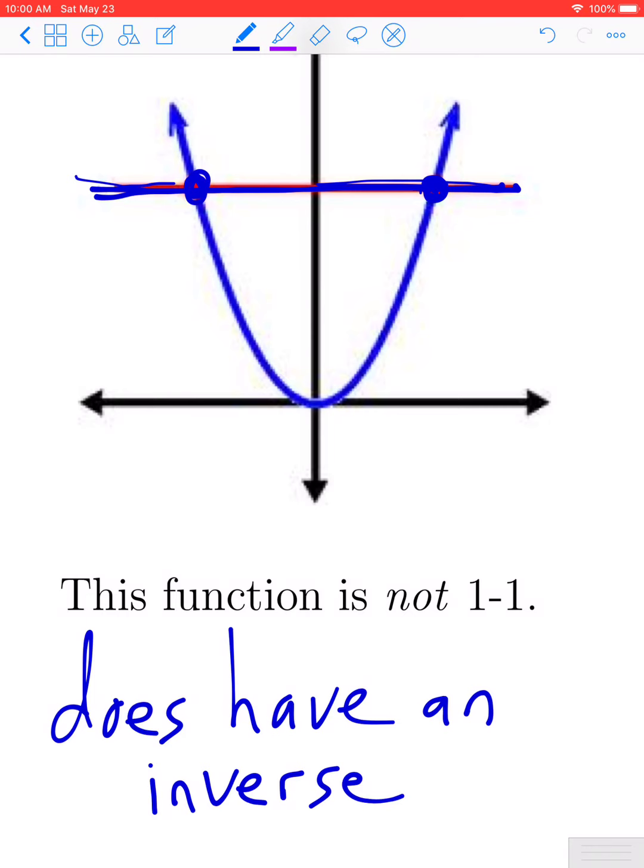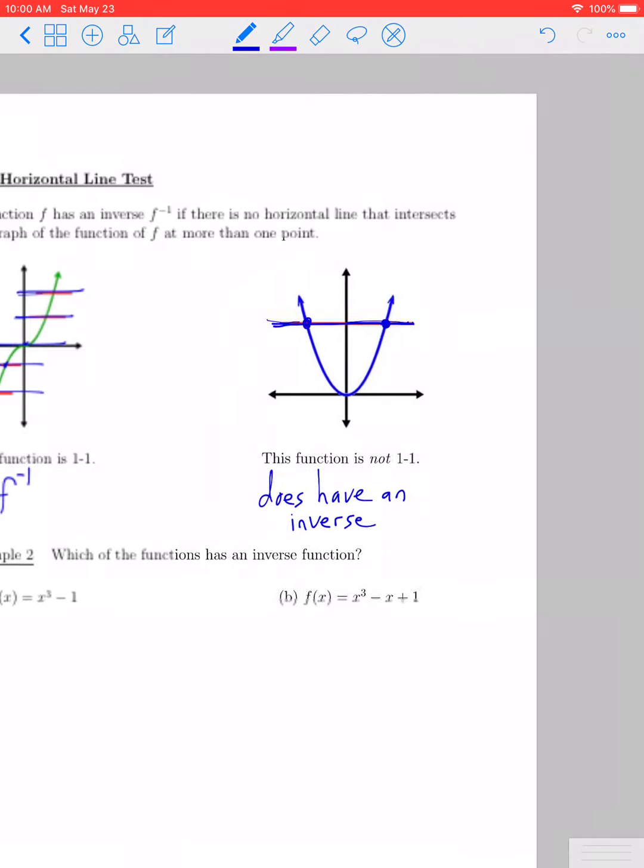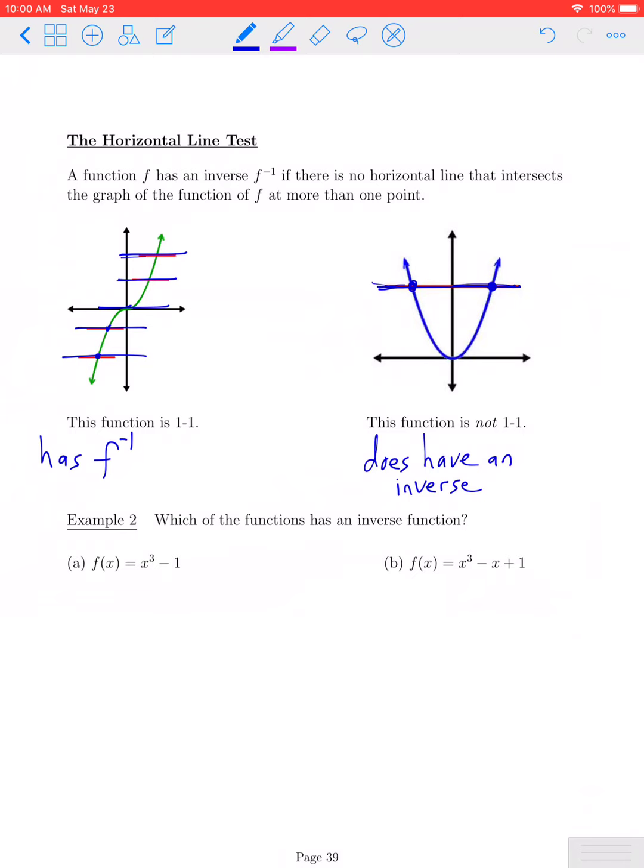So the big takeaway for us is that a function has an inverse if and only if it is a one-to-one function. And the easiest way oftentimes to determine whether or not a function is one-to-one is to graph it, visually look at the graph, and then apply the horizontal line test.